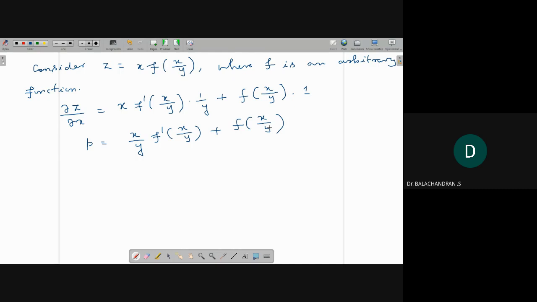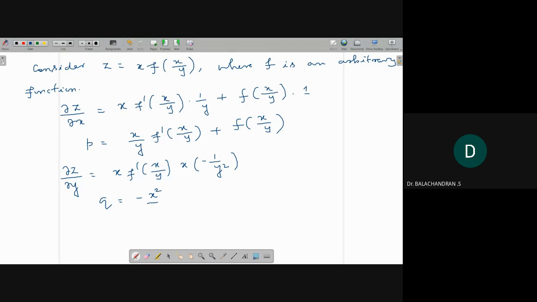So this is p. Similarly, next I differentiate z with respect to y. Dou z by dou y is equal to, this is actually a function of x, so there is no UV here. So x into f dash of x by y, and differentiating x by y with respect to y, we get minus x by y square. This is q. Q is equal to minus x square by y square into f dash of x by y.